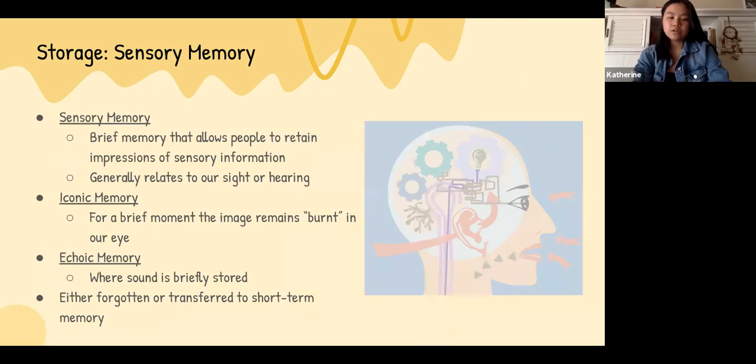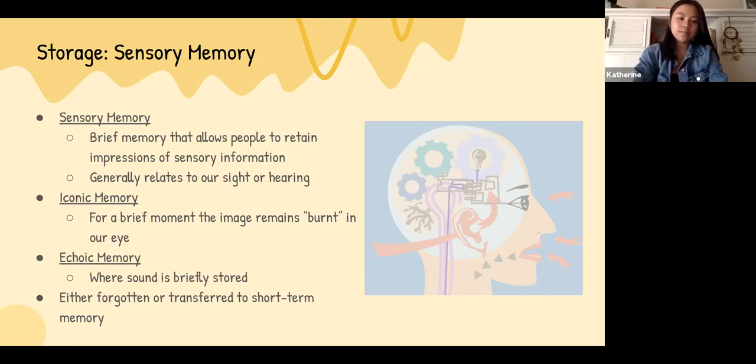This is generally related to our sight or hearing, so anything we see. These are the very, very brief moments we receive them, and that is that. Then we have 2 types of sensory memory. We have iconic memory. For a brief moment, the image remains burnt in our eyes. So if you're looking at the slide and then you suddenly close your eyes, you can still technically kind of see the image for a second before it disappears.